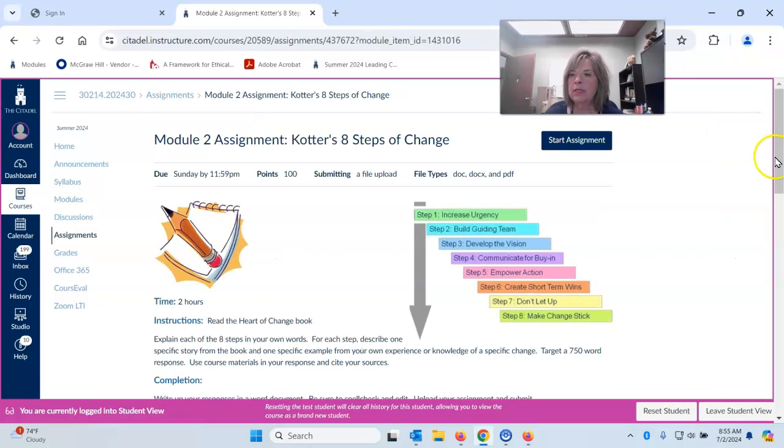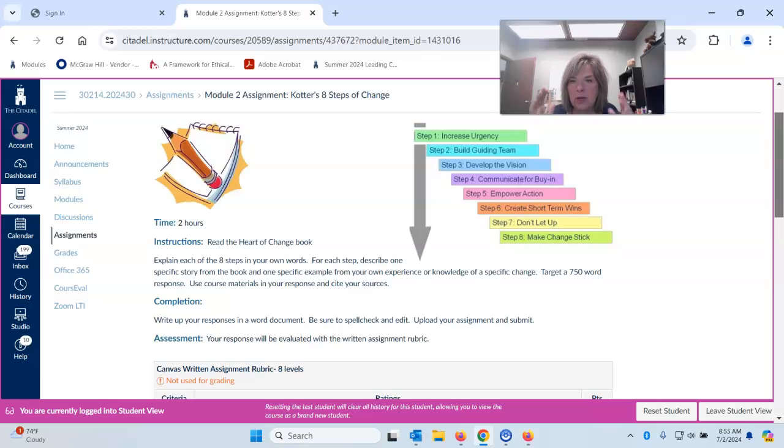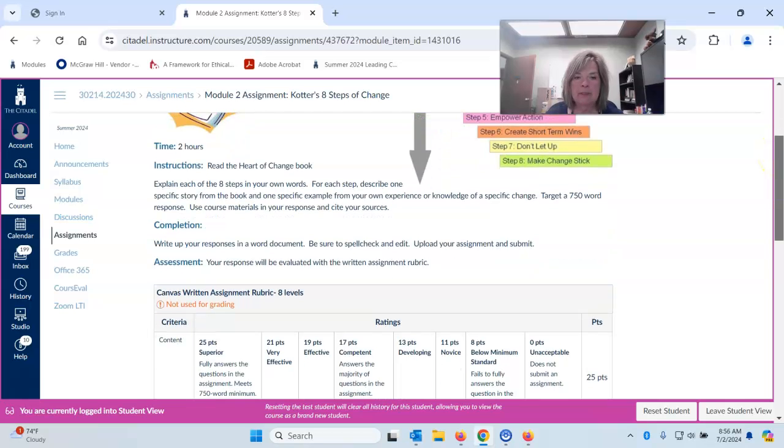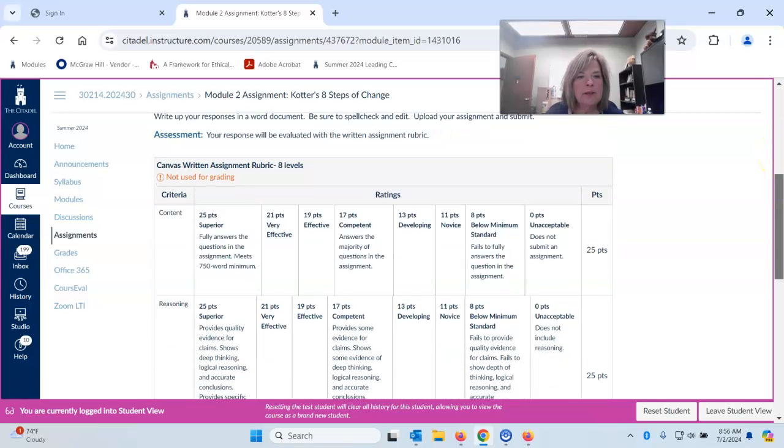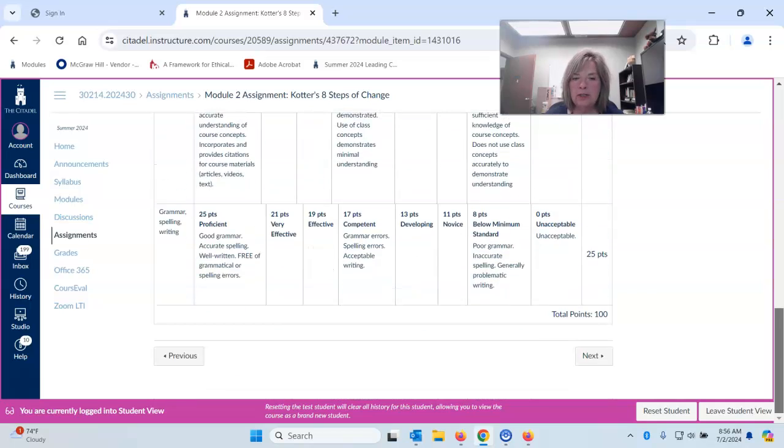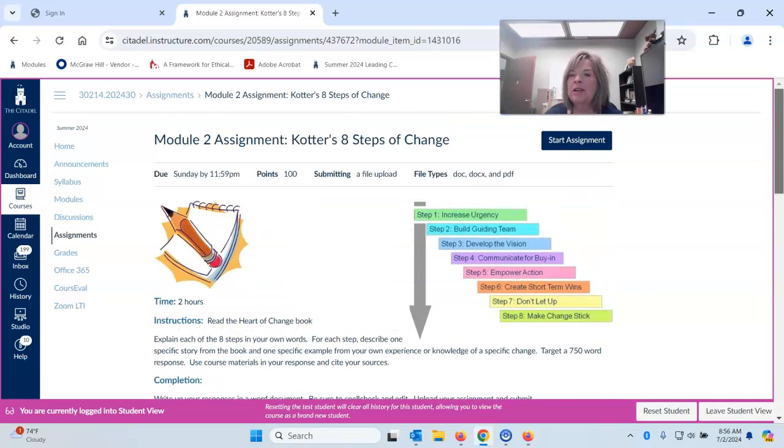And then the individual assignment is just to make sure you've got each of the steps: define it, share one of the examples, and then provide an example from your own experience or knowledge. So this is just a pretty straightforward review of the steps. I'm trying to figure out why that says not used for grading. It is used for grading. And so that's what we've got for this week.